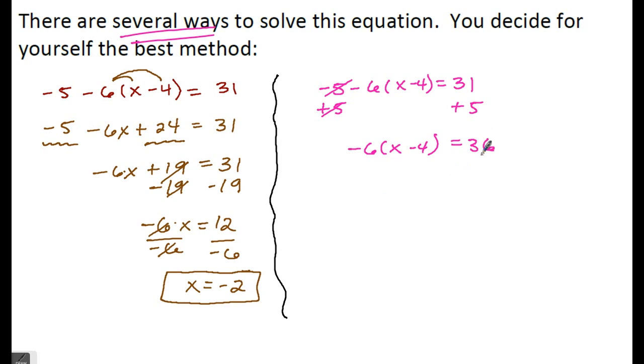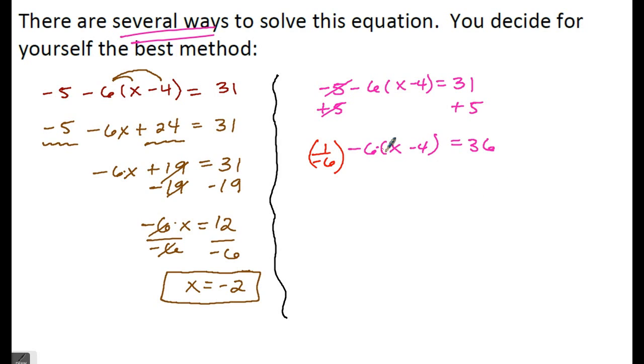Okay? What I'll do differently here is, since this is negative 6 times, because remember the parentheses means to multiply, it's negative 6 times x minus 4. I'll do the opposite of a multiplication, which means it'll be a division. So let me just divide both sides of the equation by the reciprocal of the negative 6. What's the reciprocal of negative 6? Well, that would be 1 over negative 6.